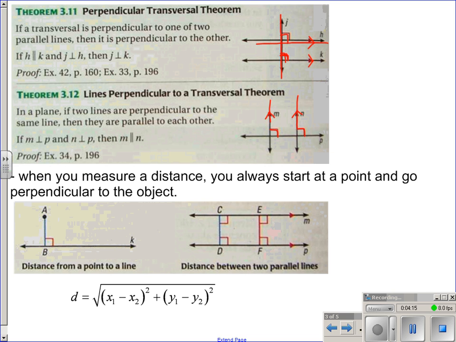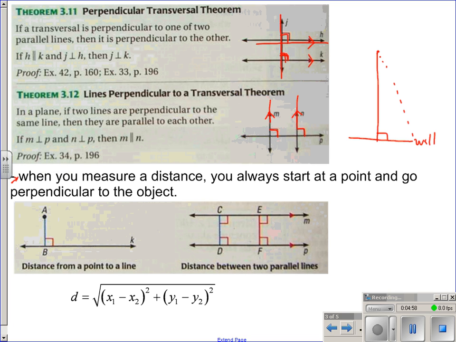Okay, so now we are here. Go ahead, hit pause, copy down this picture, and probably the distance formula at the bottom also. So when you measure a distance, it doesn't matter what you're measuring, whether it's the height of something or how far something is away, you always start at a spot, a point, and you go perpendicular to the object. If there is a wall here, and you're standing over here, and you want to measure how far you are from the wall, you don't go over to here. That doesn't make sense. It's further than you actually are from the wall. You always go perpendicular to that object that you're measuring the distance from.